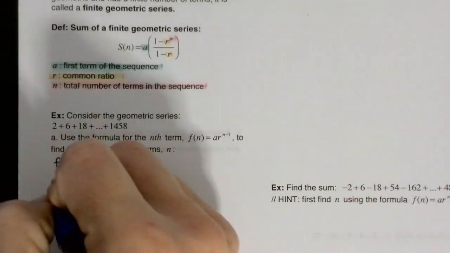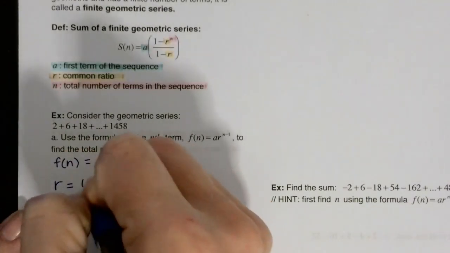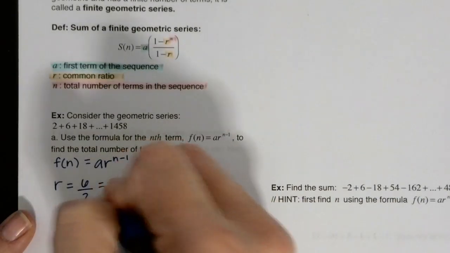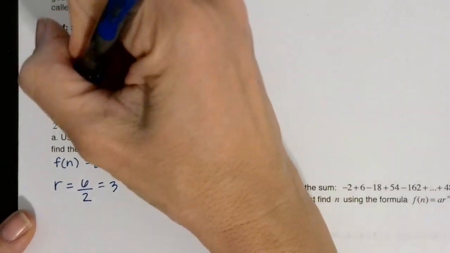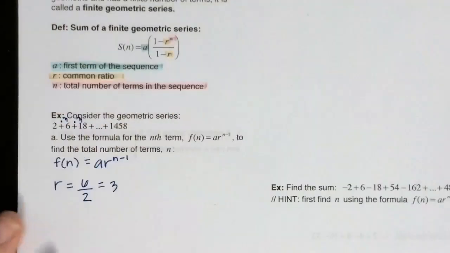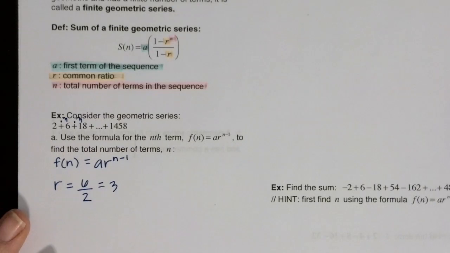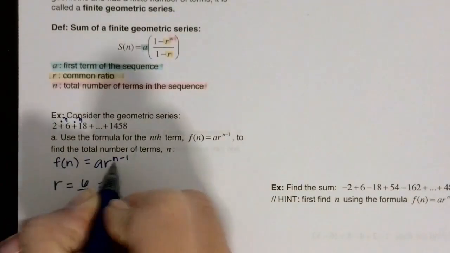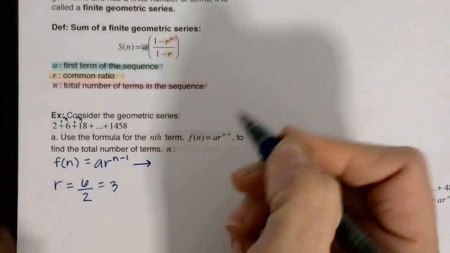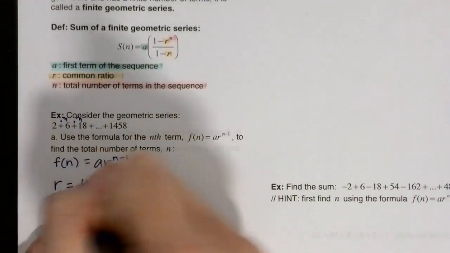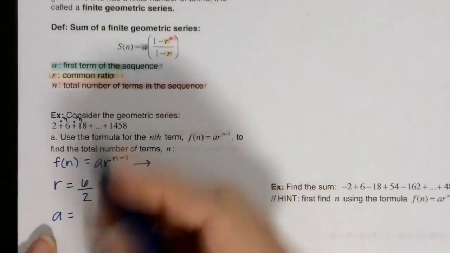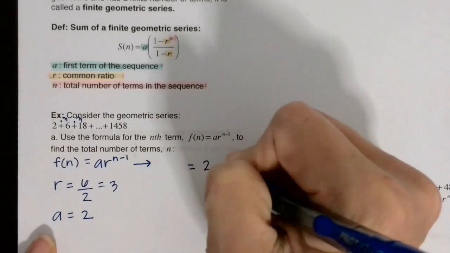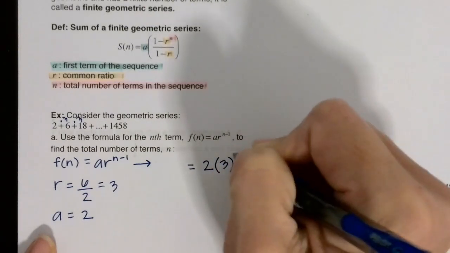So we know r is going to be 6 divided by 2, because that's the second term divided by the previous term, so that's 3. Remember our little trick, we also know because you're multiplying by the same number. So let's go ahead and plug into our formula, which is right up here. So we know our a value. Ooh, what is our a value? That's our initial value. It is 2. Okay, so what we have right now is 2 times 3 to the n minus 1.